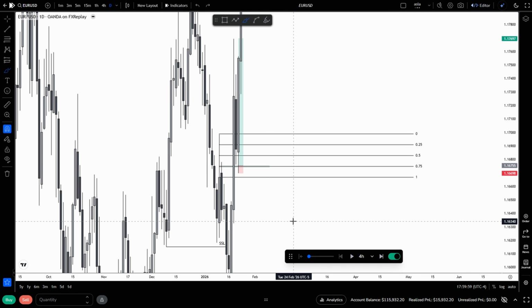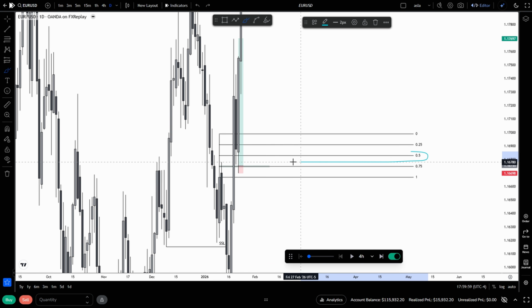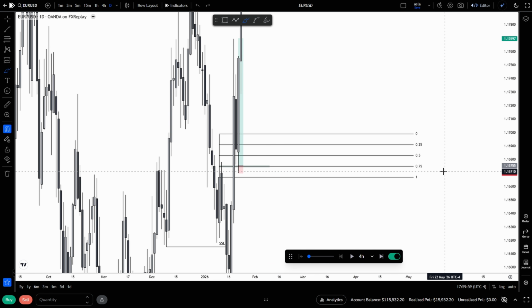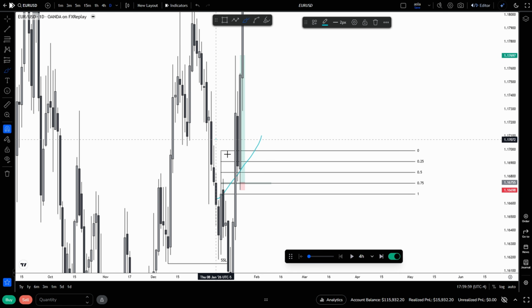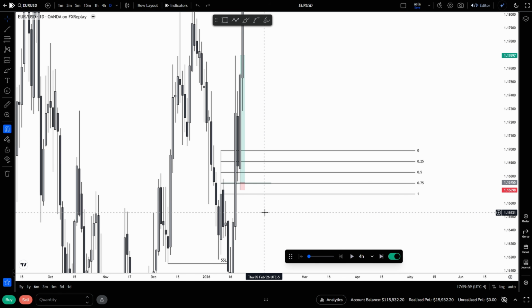And something very important happens here. Not a single candle body closes below the 0.5 level. Now you might notice that the wicks are going below the level, but remember something very important. The wicks do the damage, but we do not care about the wicks. What we care about is the candle bodies.